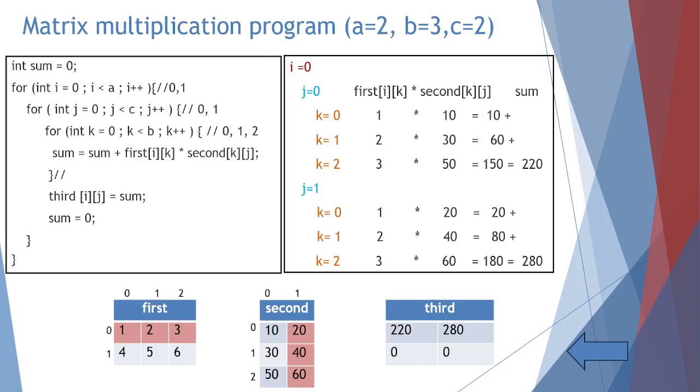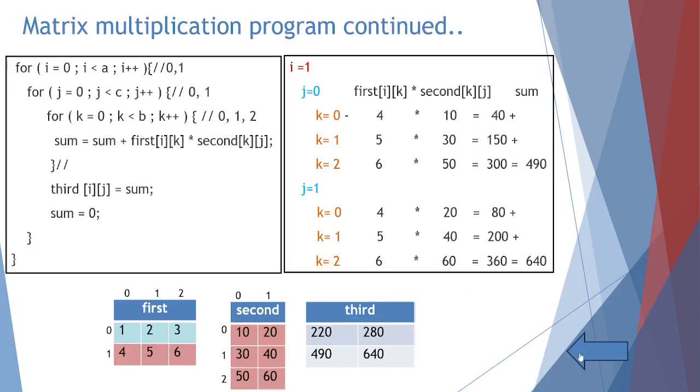Now I becomes 1. I becomes 1, J0, J1 again. For J0, K works 3 times. And for J1, K works 3 times. Let's go to the next slide and try to understand I is 1. In that case, these two will be populated. How? I is 1, J0, K0, 1, 2. Then J1, K0, 1, 2.